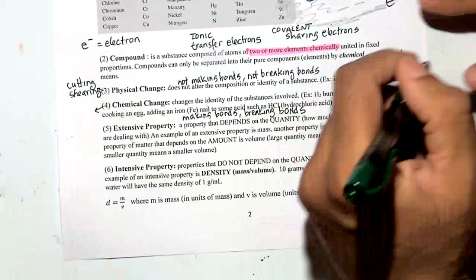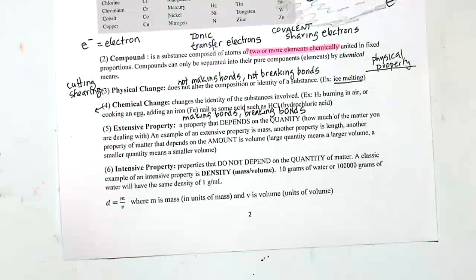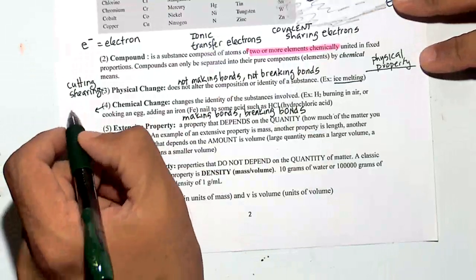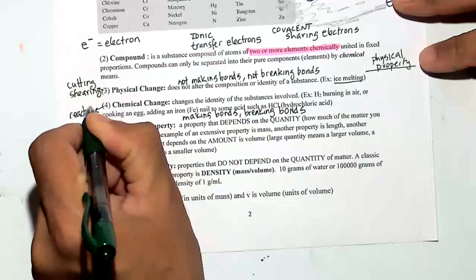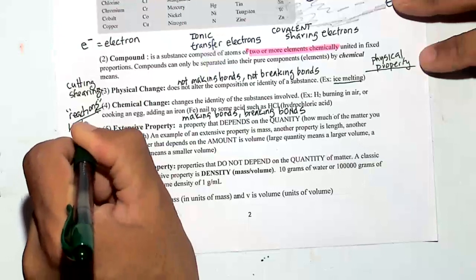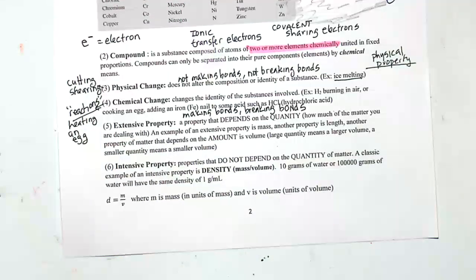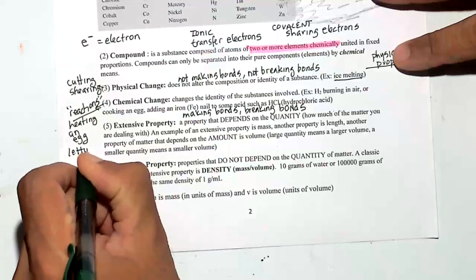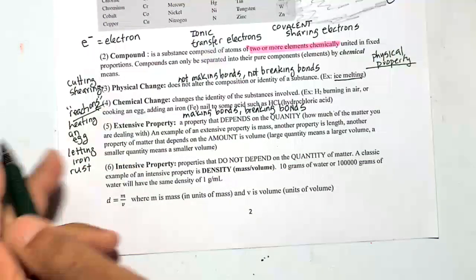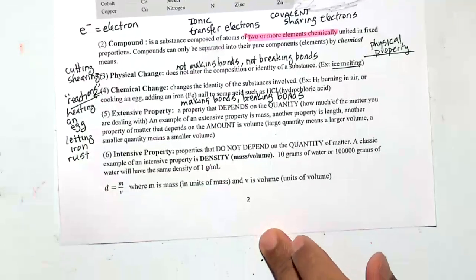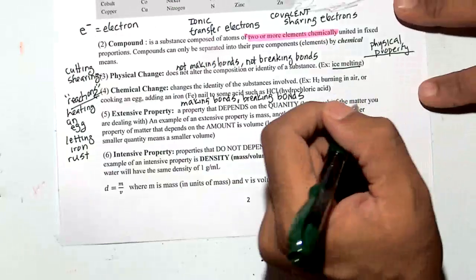A chemical change or chemical property is doing something that's going to change the chemical composition. A lot of times heating will do that. Heating is the one that comes off the top of my head. Heating something or putting something under a lot of pressure. Anything that changes the compound where bonds are broken or bonds are made. So chemical reactions. Heating an egg. Or what's another thing that can cause a chemical change? Iron rusting, letting iron rust. So these are chemical identities, not physical identities. So anytime you do a reaction, that's a chemical property or a chemical change.